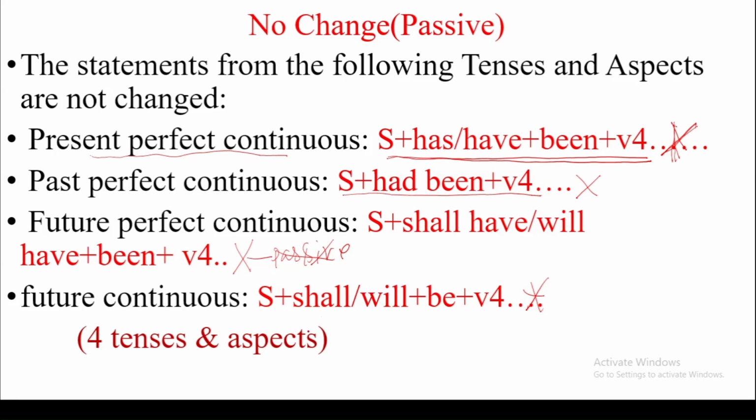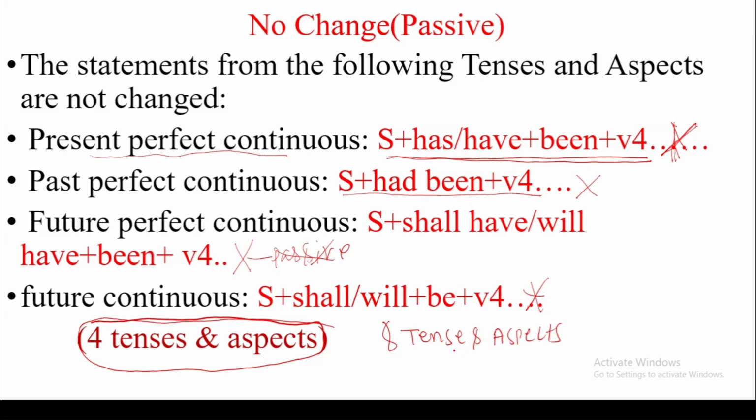So altogether we cannot change the sentences of the 4 tenses and aspects mentioned above into passive. Only 8 tenses and aspects can be made passive. Only 8 tenses are changed into passive. The 4 cannot be changed. These 4 sentences cannot be changed. So let's understand it in short.